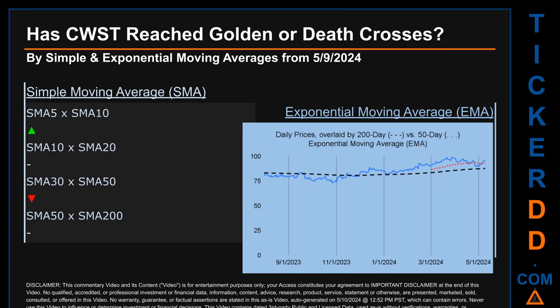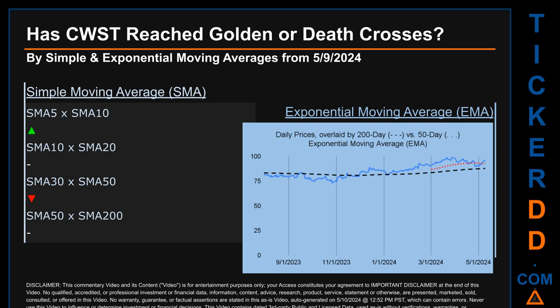Has CWST price reached golden or death crosses? Golden cross and death cross are basic signals that compare average prices across two specified trade day ranges, a short-term versus a long-term range. For example, 5-day versus 10 trade days. Essentially, a golden cross is a bullish signal. It appears when a ticker's short-term moving average crosses above its long-term average. Vice versa, a death cross is a bearish signal when the short-term crosses below its long-term moving average.